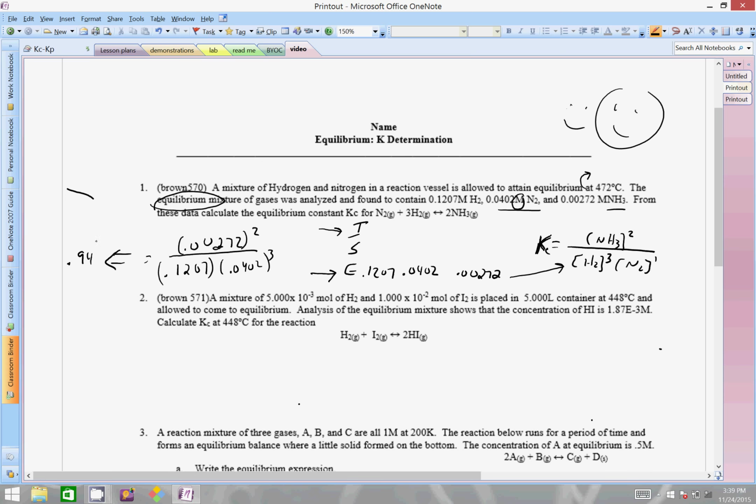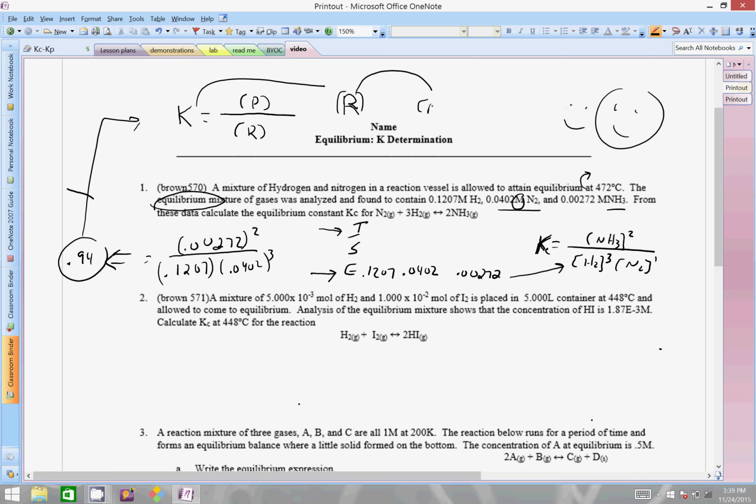Alright, next one. Now, a couple things I might note about this number. What is that? It's a K value. A K value is simply a fraction of the concentration of the products over the concentration of the reactants. This is simply a number that tells us where we are in the relationship between the reactants and the products. If K is one, it's right in the middle, and this one is slightly reactant favored. Okay, in this case, a mixture of H2.